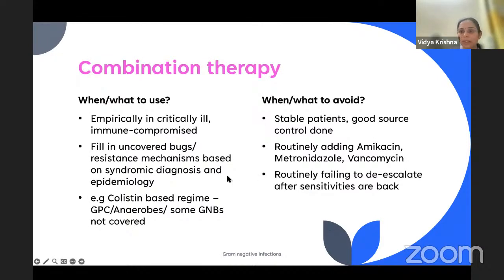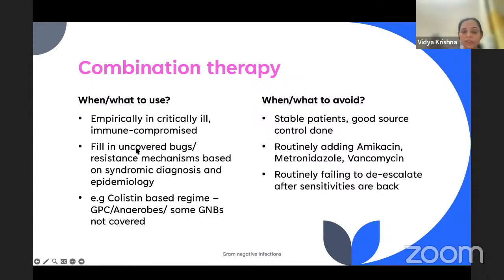So I'm almost coming to the end of this talk. Combination therapy in gram negatives: what and when to use? You always want to use combination therapy in critically ill, very bad shocky patients, and immune compromised patients. Don't use it when the patient is stable and you already have good source control, everything is done. Routinely avoid using combination therapy.